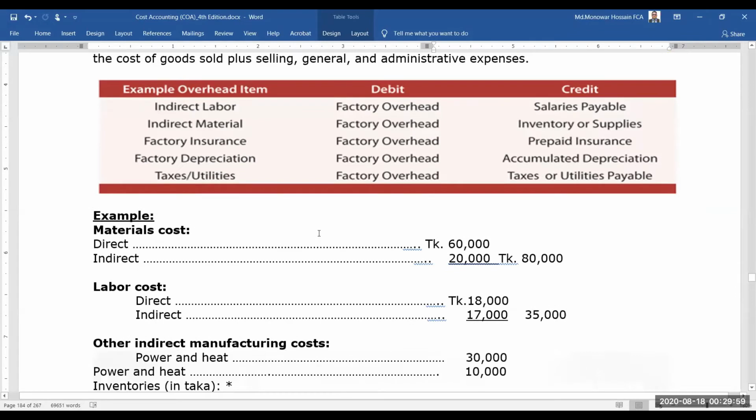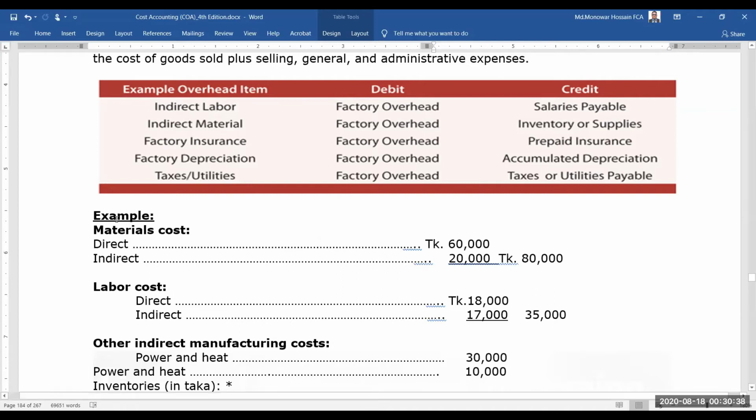Look here at the example of overhead items. Indirect labor: debit factory overhead, credit salaries payable. Indirect material: debit factory overhead, credit inventory of supplies. Factory insurance: factory overhead is debit and prepaid insurance is credit. Factory depreciation: factory overhead is debit and accumulated depreciation for factory is credit. Factory utility: factory overhead debit, utility payable credit.